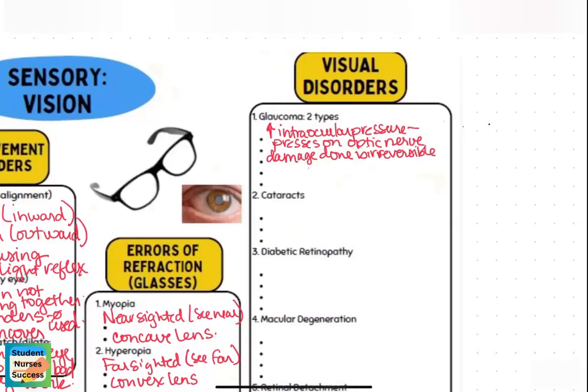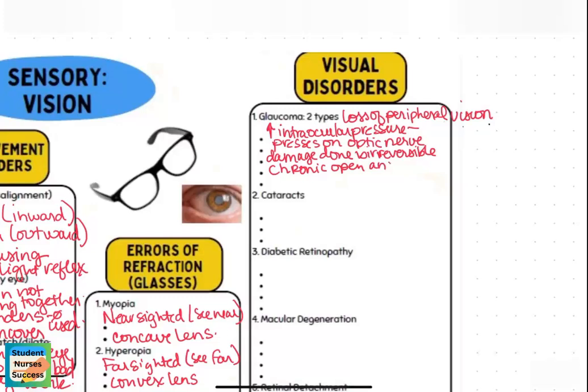Usually what happens is individuals lose peripheral vision. And they start to develop more of a narrowing of their visual field as the pressure damages more and more of the optic nerve. Now there are 2 types. The first is chronic open angle. That is the most common.